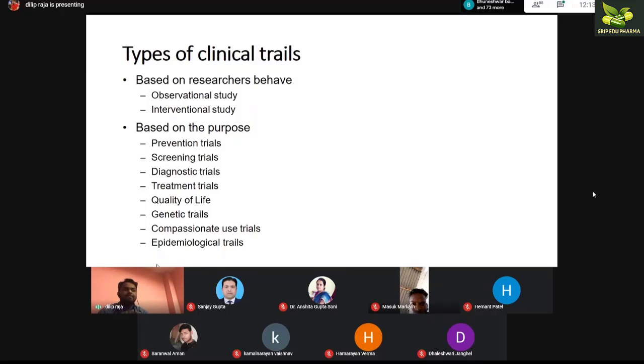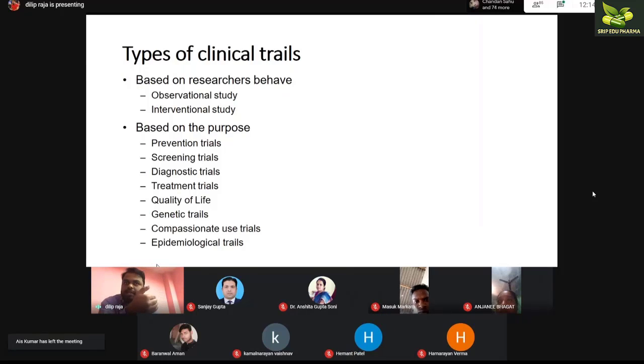So we have different types of clinical trials. Based on the investigators' decision, we have the observational study as well as the interventional study. So what is observational and what is interventional? An observational study does not involve any kind of drug administration to the humans. As we already discussed, clinical trials are nothing but research or trials on the humans.